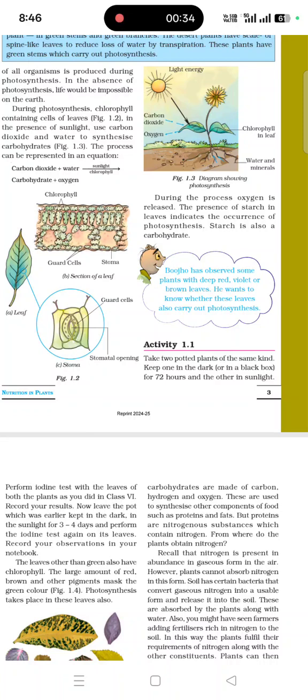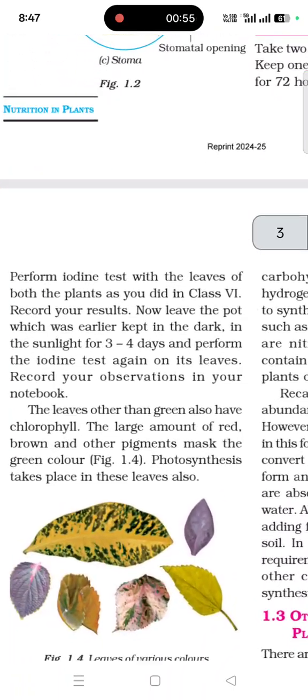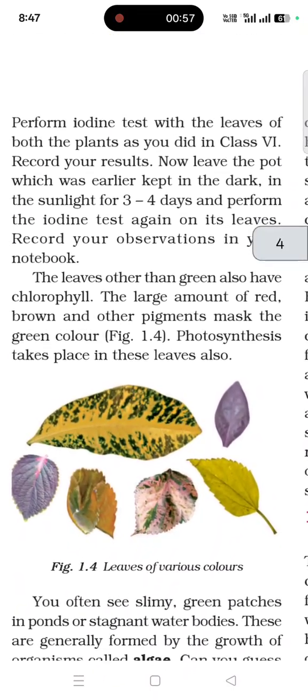Similarly, for plants, we are going to do the same experiment. Take two potted plants of the same kind, keep one in the dark for 72 hours and the other in the sunlight. In this experiment we are going to understand that only in the presence of sunlight, the raw material that is the source of energy, there is going to be the production of starch. So we are going to perform the iodine test with leaves of both plants.